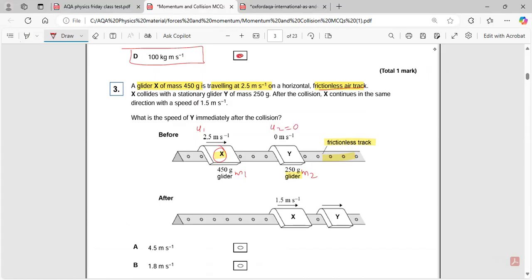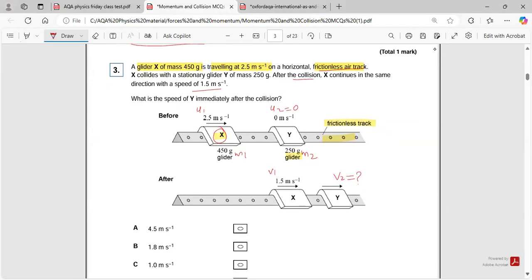During the collision, X continues in the same direction with a speed of 1.5. So this is after collision, and you would have to find what is the speed of Y.